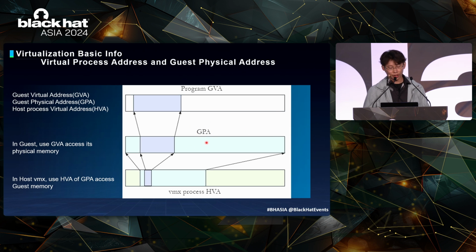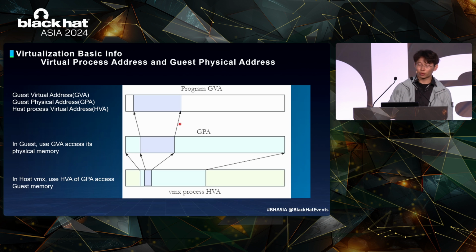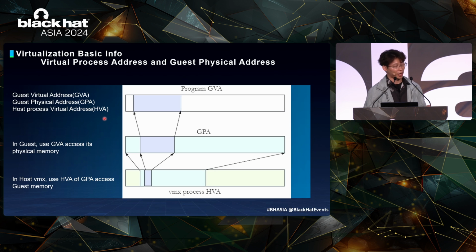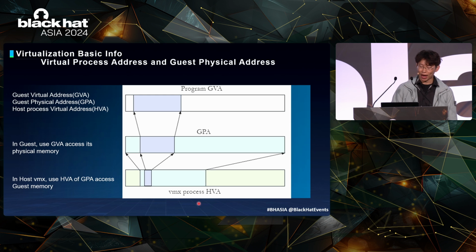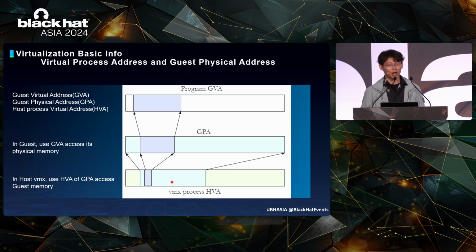The entire guest's physical memory is mapped as a segment of virtual memory space of the VMX process. Guest virtual address, short for GVA, is the address needed by programs in the guest virtual machine. In the guest, programs use GVA to access physical memory. Before being passed to the VMX process, we need to get the guest physical address, GPA, of the GVA. In the VMX process, it uses the host process virtual address, short for HVA, of the GPA to access the guest's physical memory. The process of converting GPA to HVA is completed in the VMX process. And the guest system and the VMX process can access the same memory at the same time. This is really important.